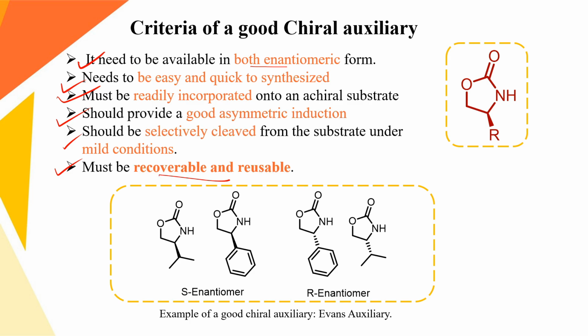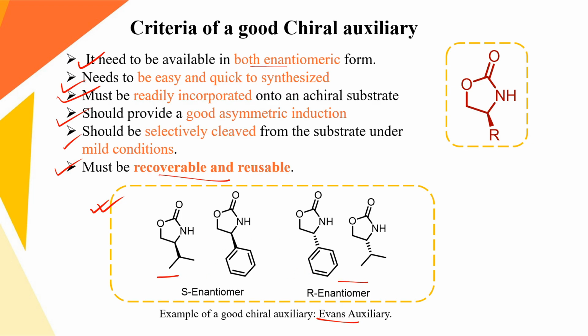So you can think of a chiral auxiliary as some kind of protecting group, but one which induces chirality on the particular achiral substrate. This question is asked in every interview if you are applying for a PhD: give an example of a good chiral auxiliary. So remember, the good chiral auxiliary is the Evans auxiliary, and this is used for aldol condensation, also asymmetric aldol condensation, as well as the alkylation reaction, that we'll discuss in the subsequent slides. This is the structure. You can see here that the S enantiomer and R enantiomer are both present.